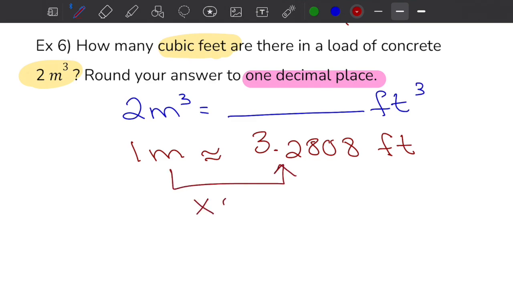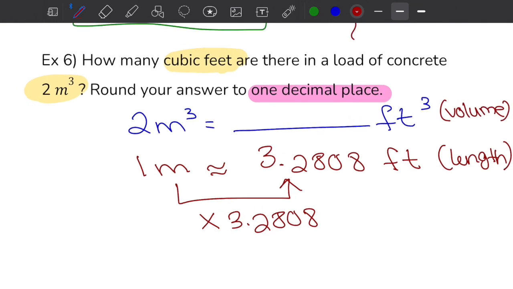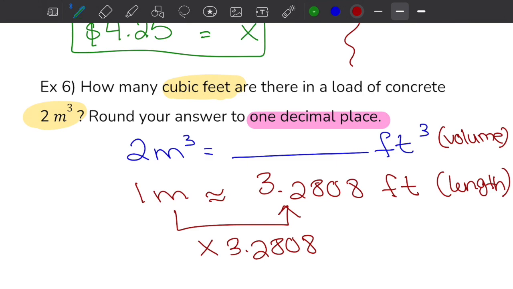Okay, how do we get from here to here? We multiply by 3.2808. Please remember this is a length conversion and this is a volume conversion. They're not the same type. That means when I do my calculation for the 2, I have to multiply by 3.2808 3 times. And just give me a minute for me to input that into my calculator, and we will come up with the final answer.